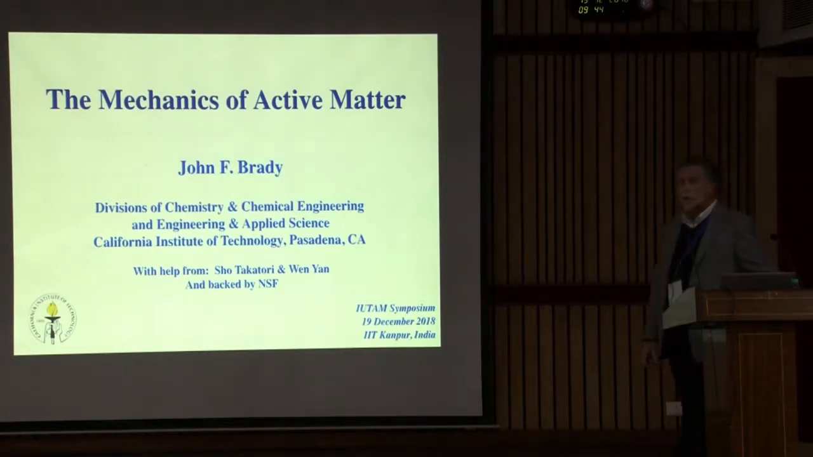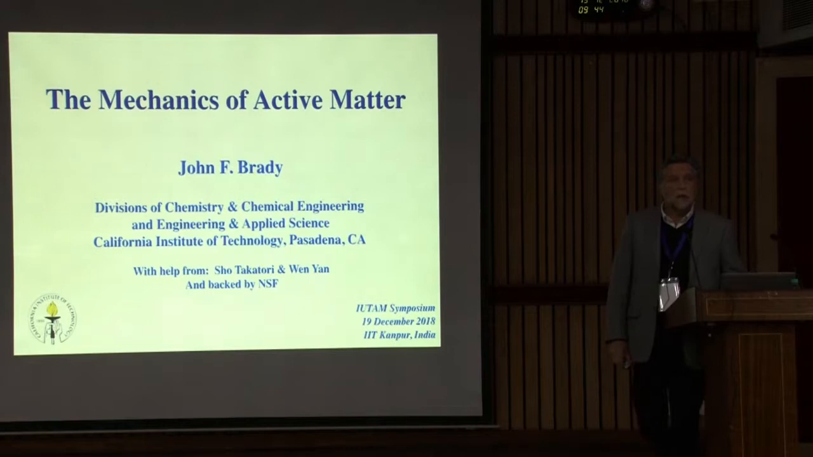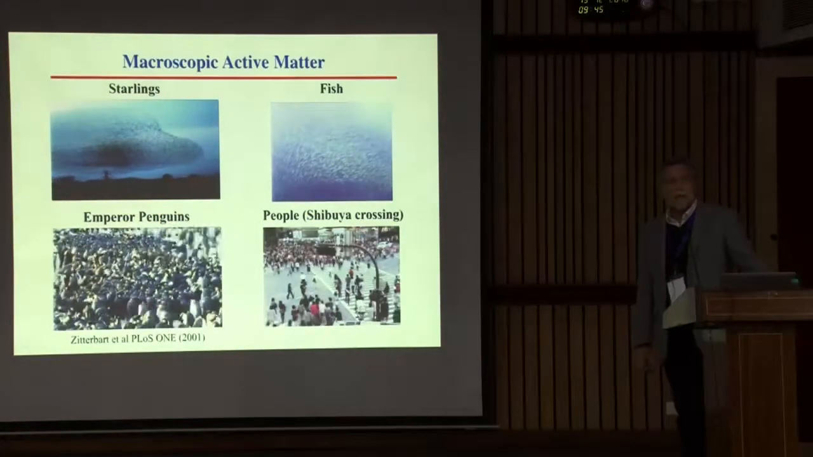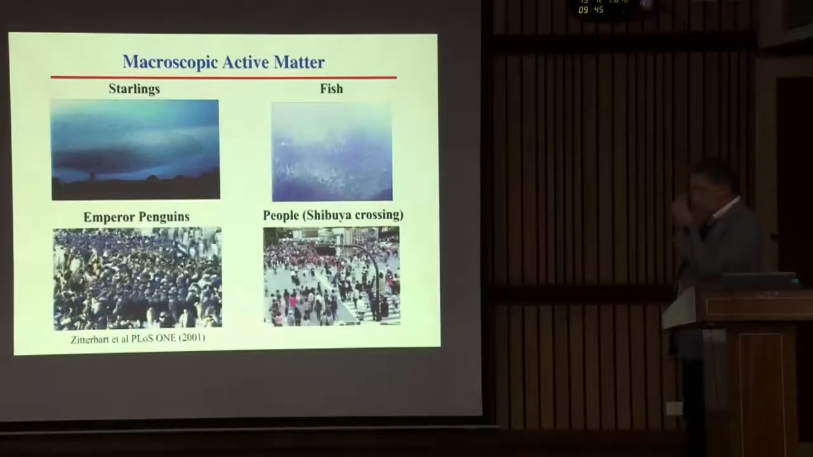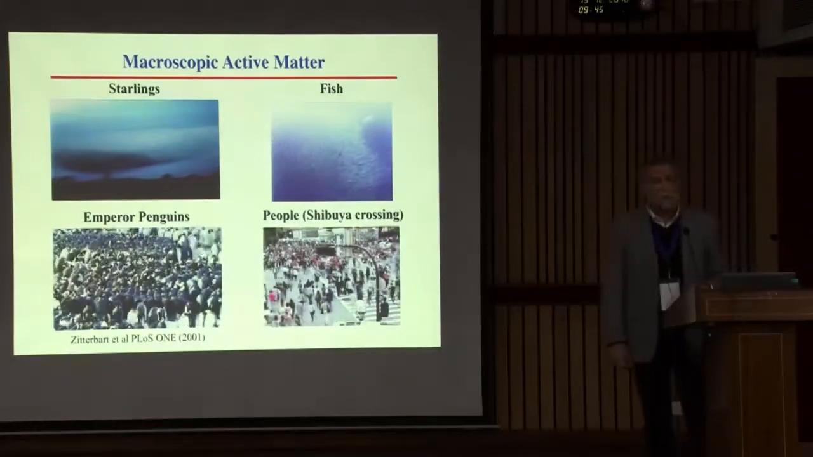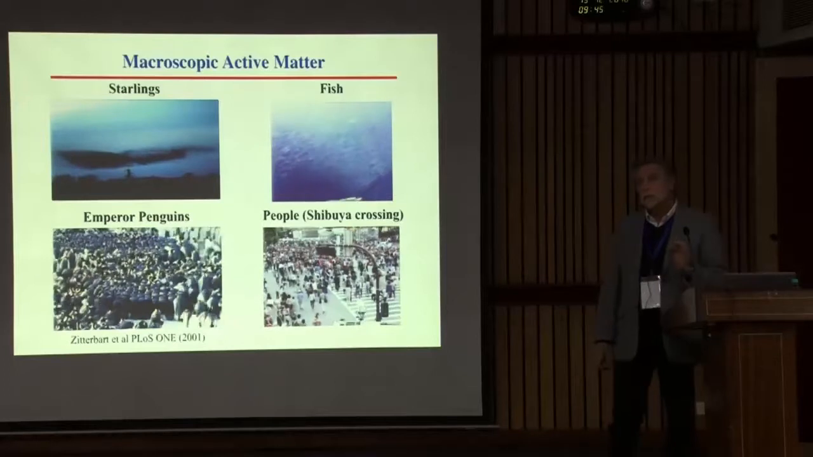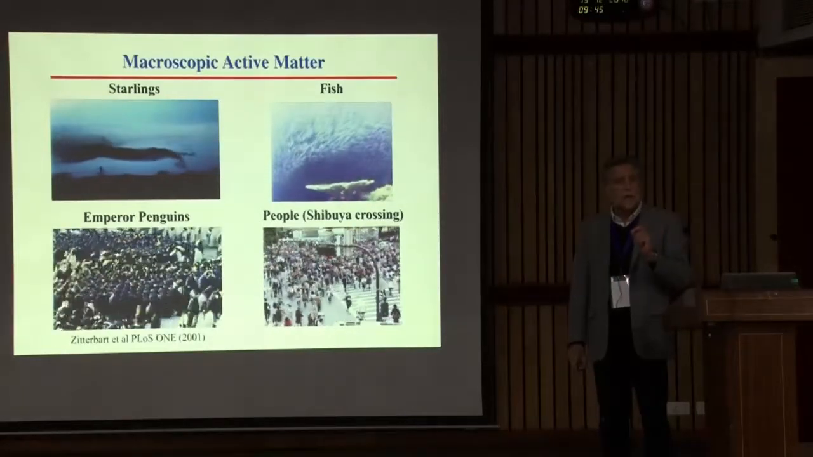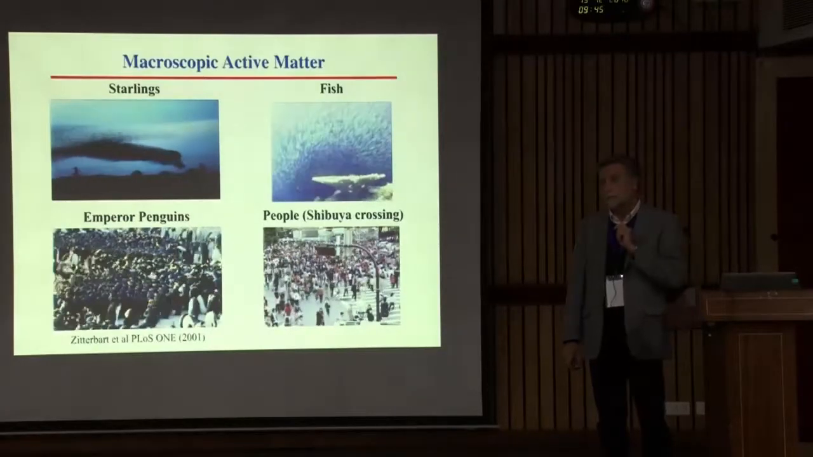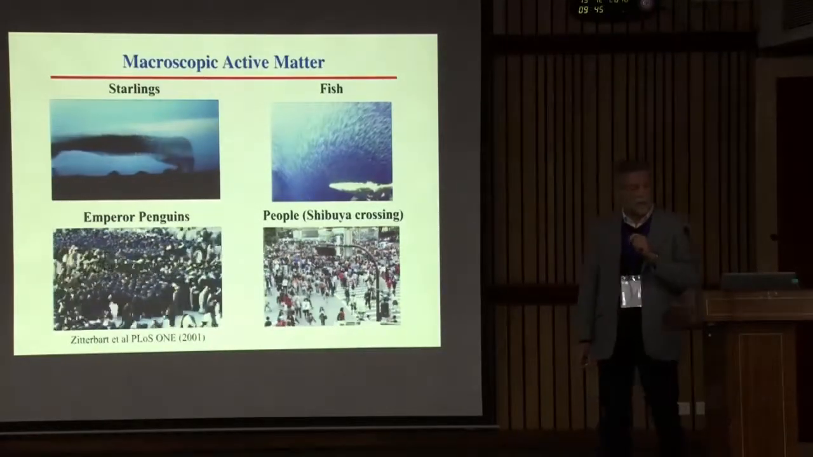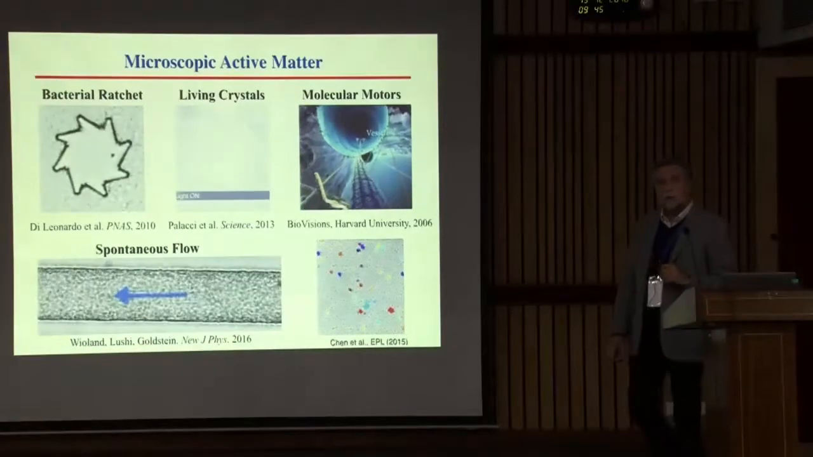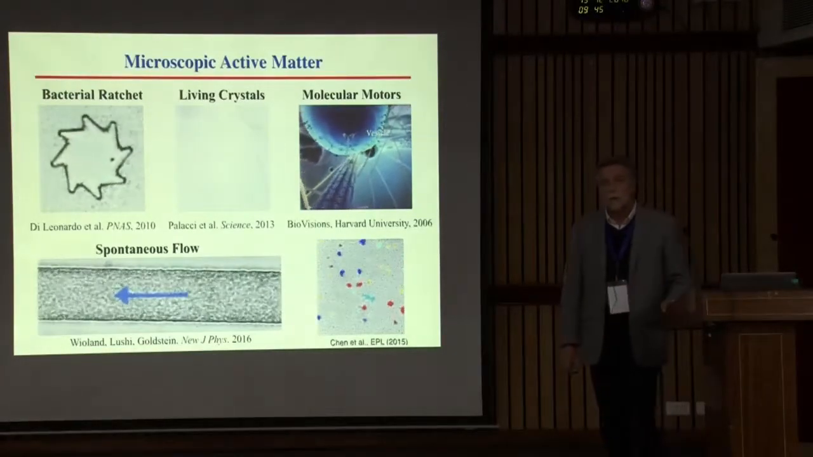So let me first give you some idea what I mean by active matter. So here's an example of macroscopic active things, birds and fish and penguins and even people. And what is the distinguishing feature about an active matter system is that the elements in it are able to self-propel. That's the thing I want you to get away from that. That's true both on the macroscopic scale. It's also true on the microscopic scale, these small microorganisms which can swim around and move.